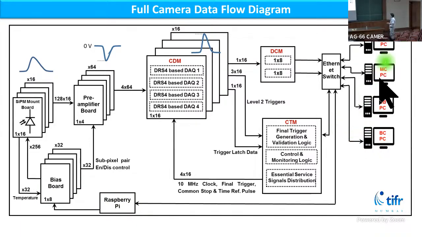So 4 PCs are used: one for the data concentrator, another is the main console, which controls the overall operation of the camera and monitors some of the parameters. This is the database PC, which keeps the database record of all the pixel sensor calibration constants, etc. And this is the bias console PC, which displays the monitoring status of the bias supply.